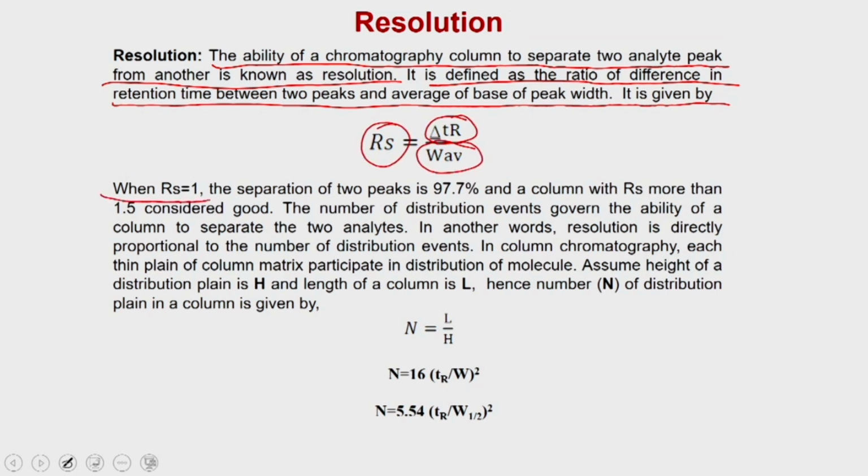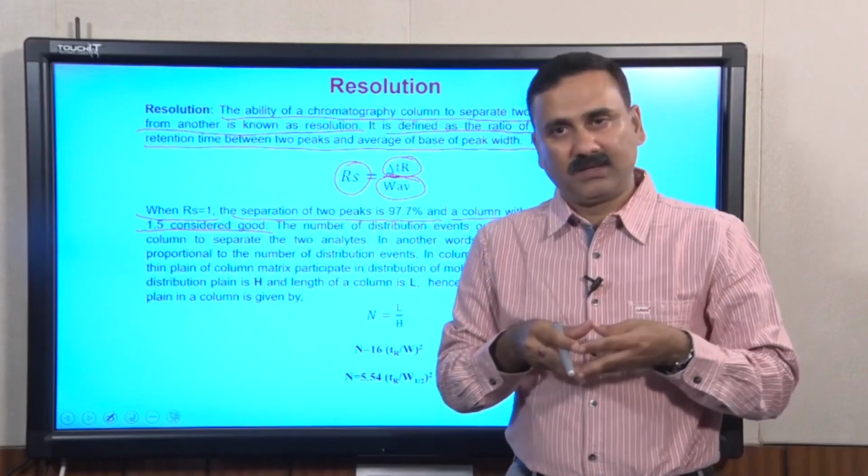If you have a resolution value of 1, you would see about 97% separation of two peaks, but a resolution value of 1.5 is considered good, because that is going to give you two separate peaks, or a separation of more than 99%.